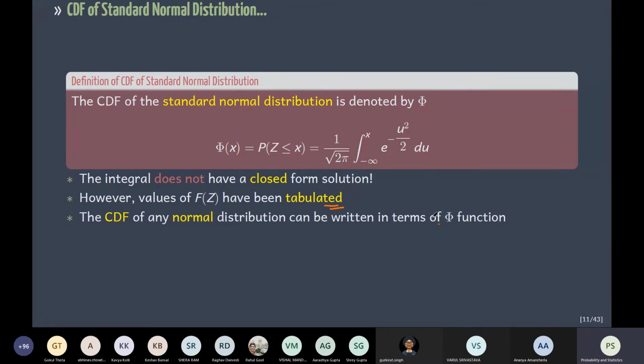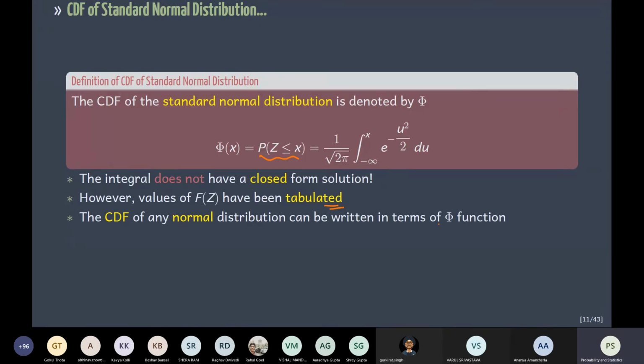Okay, wait a second. What am I... Yeah, wait a second. What I see is, isn't this the CDF already? What am I missing here? One second.